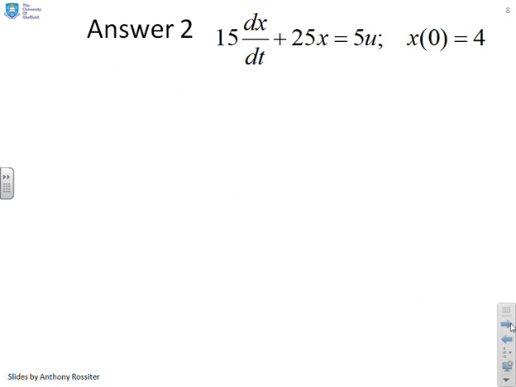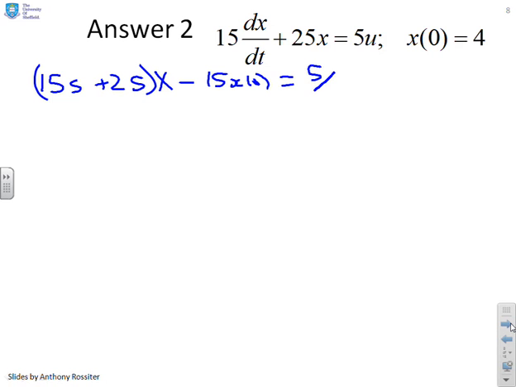Next one then. So 15 dx dt plus 25x equals 5u, and x of 0 equals 4. So again we'll use this same technique as normal. 15s plus 25 into x minus 15x of 0 equals 5 over s. Now I'm going to reduce myself a little bit of stress here by dividing through by 15 straight away. So I get s plus 5 over 3 into x minus x of 0 equals a third over s.